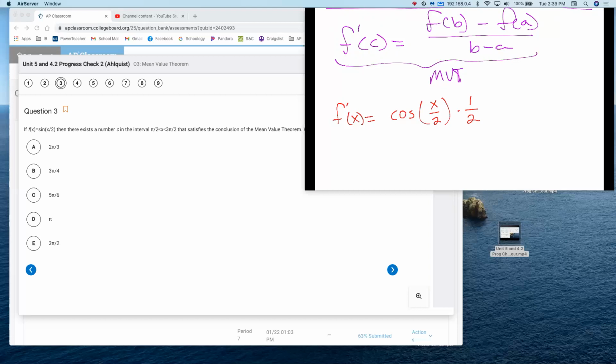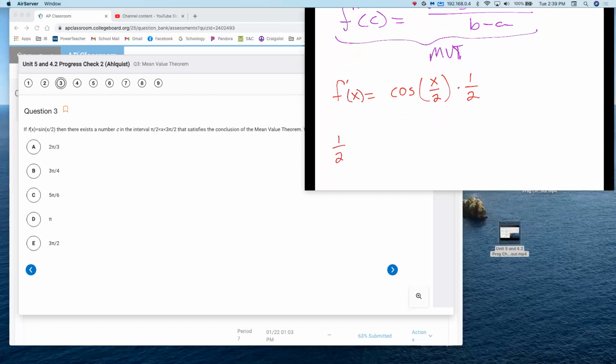So that's that. Now, what we need to figure out is when is 1/2 cosine x equal to the sine of 3 pi over 2 divided by 2 minus the sine of pi over 2 divided by 2, all divided by 3 pi over 2 minus pi over 2. So that's what we have to figure out. Now, this is x over 2. The hardest thing is the right side; we'll deal with the left side in a second, but we've got to deal with the right side.